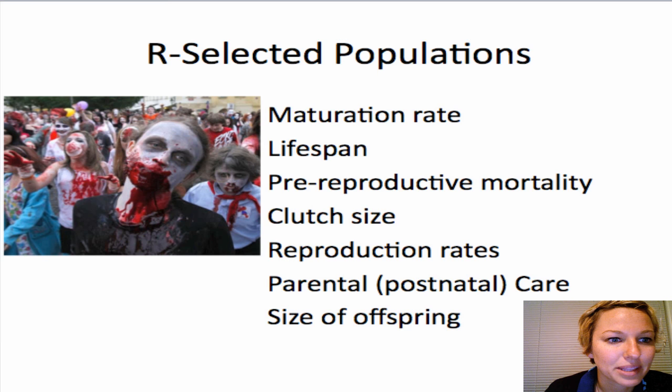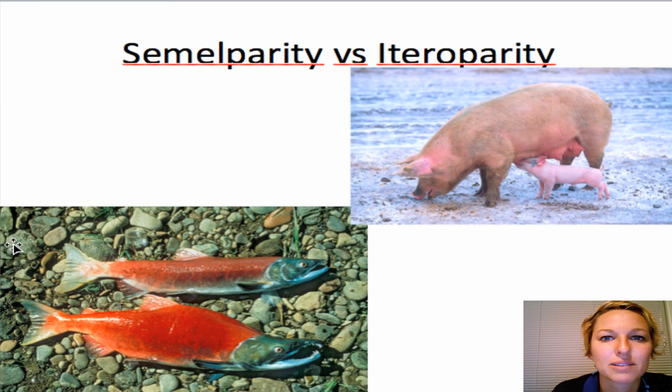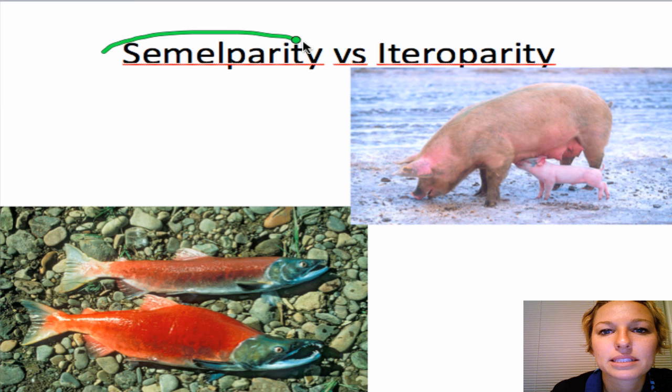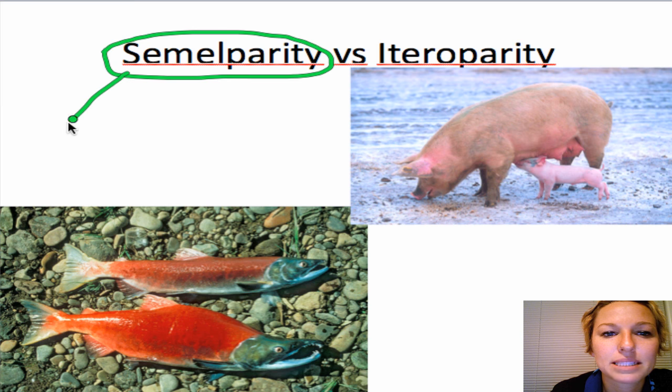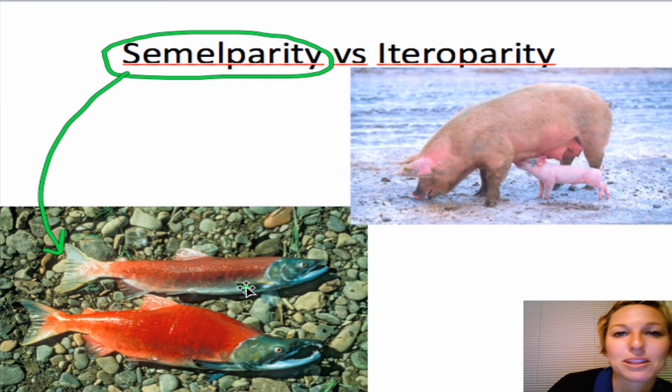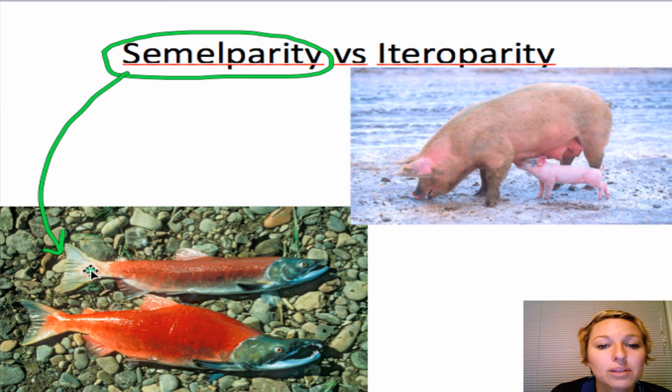Okay, I would like to talk about kind of a cool thing called semelparity and iteroparity. This has to do with reproduction cycles. So for semelparity, I'm going to use the example of the Pacific salmon, right? And you know about salmon and how there's this huge spawning season where all the salmon will come out of the ocean and go up fresh rivers and lay their eggs and they'll die. And they'll obviously only do this once in their life because once they die, they can't do it again.